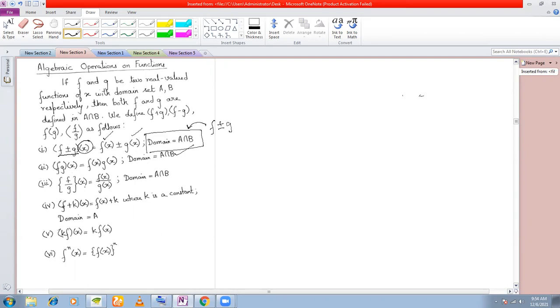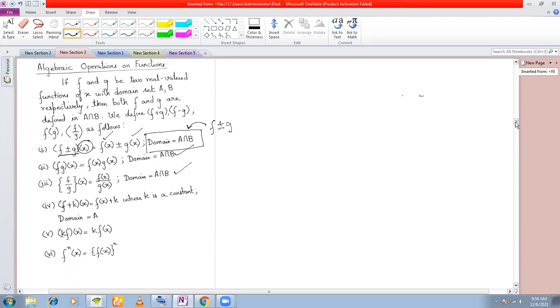Similarly, f by g(x), this is the quotient rule. It is f(x) by g(x), whose domain is A intersection B. And you have f plus k, where k is a constant. You can also write it as f(x) plus k. And k into f, you can take the constant out, and you can write k into f(x). And f to the power of n at x is the same as raising f(x) to the power of n.